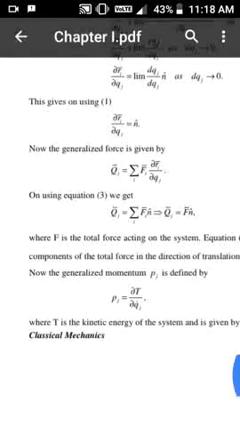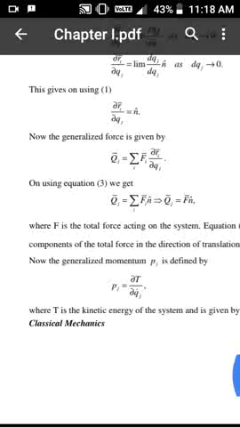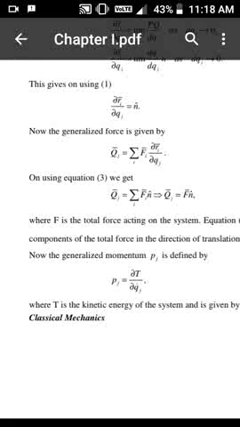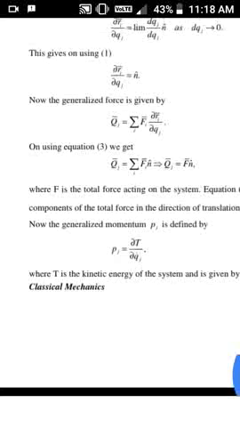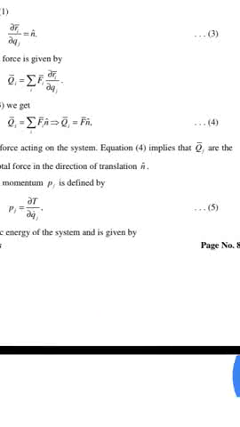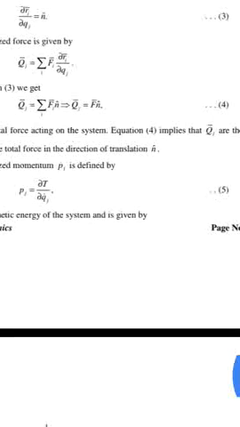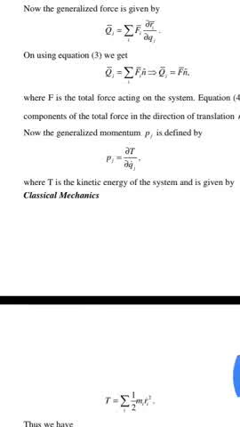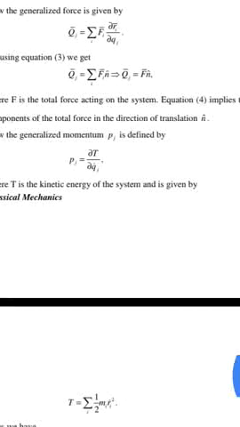Now, the generalized force is given by Qj bar is equal to the sum of Fi dot ∂ri/∂qj, which is equal to Fi dot n cap. Therefore, Qj bar is equal to F dot n cap, where F is the total force acting on the system, and equation 4 implies that Qj bar is the component of the total force in the direction of translation n cap.